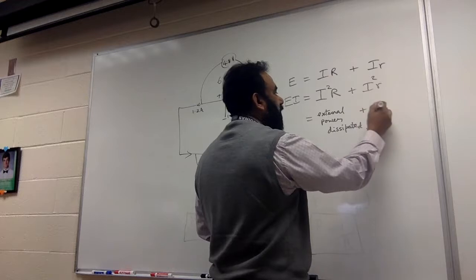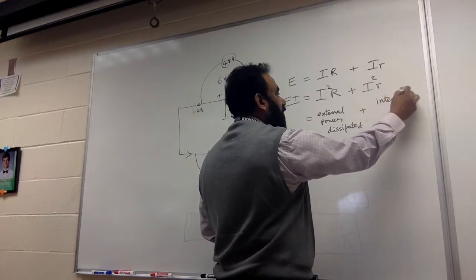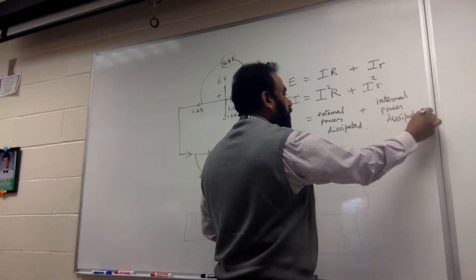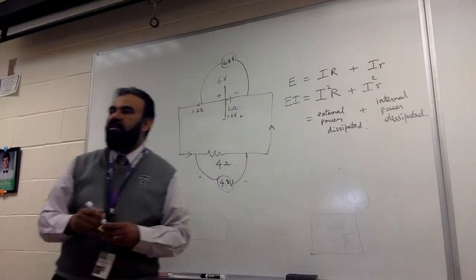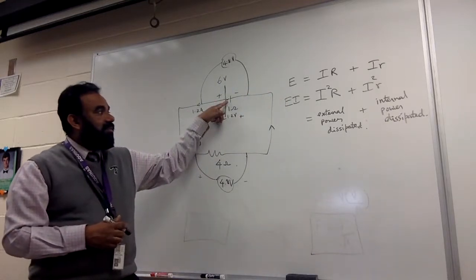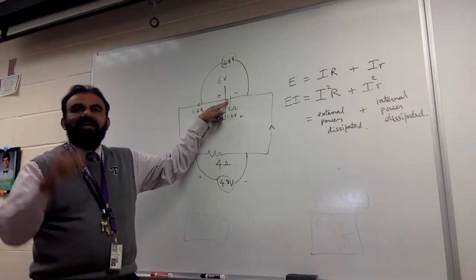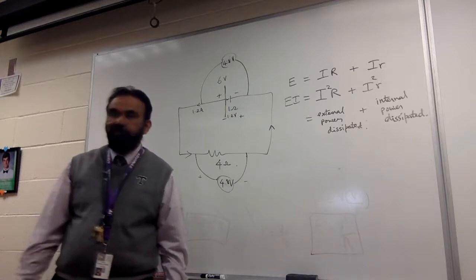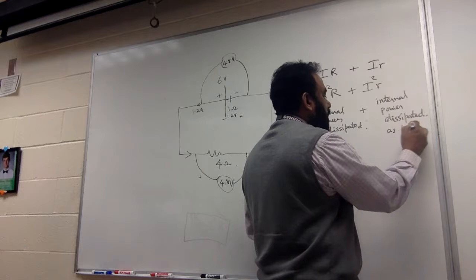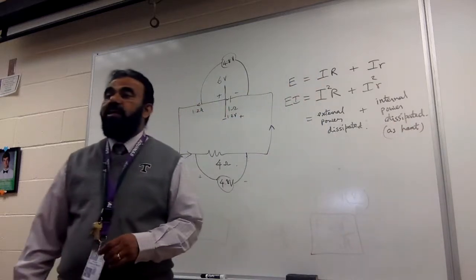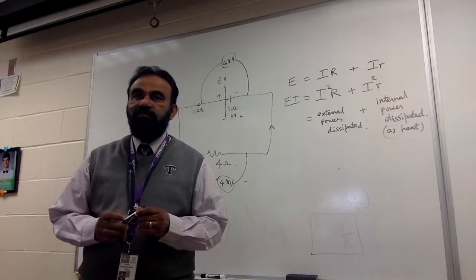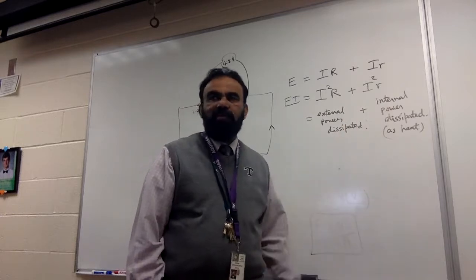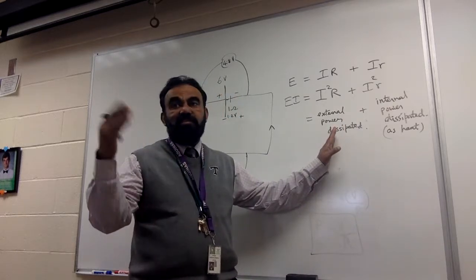And what is that? Internal power dissipated. Internal power dissipated, which means what? The energy that is dissipated inside the cell. As what? Heat. As heat. It only comes as heat, nothing else. So that's only for internal. Yeah, this is the internal part of it. Heat is the only internal one. Externally, you can have it as light, you can have it as different forms of energy, right?